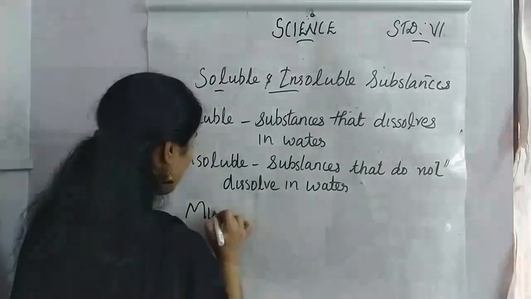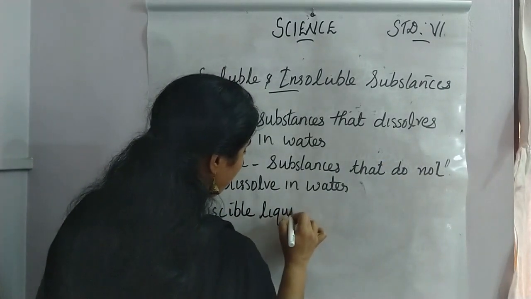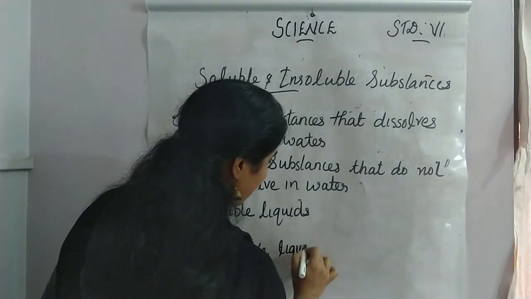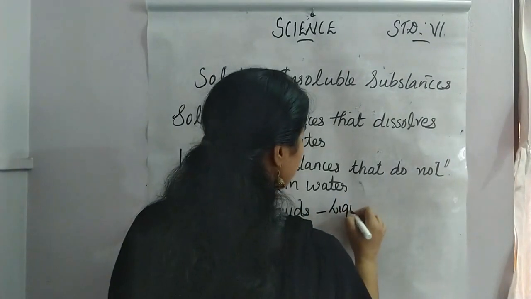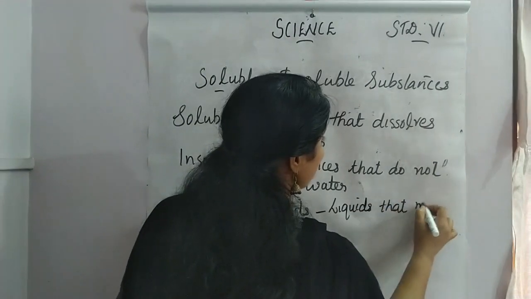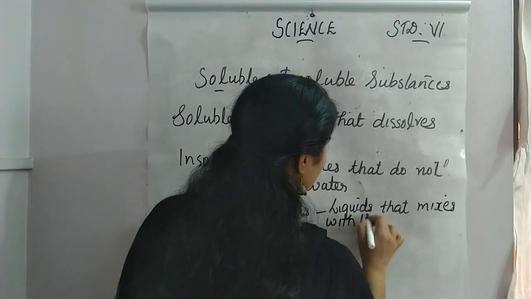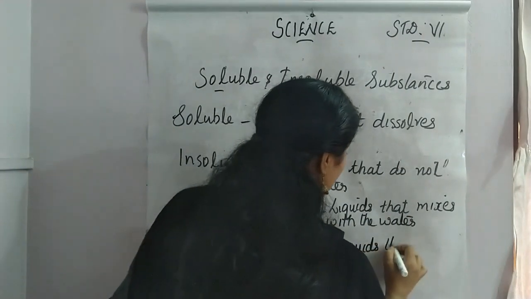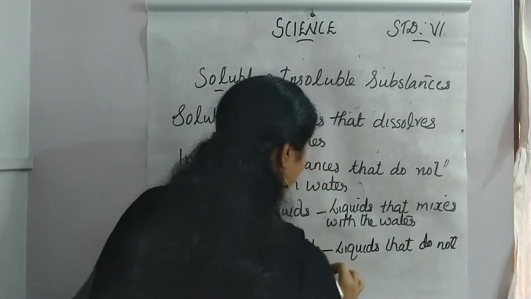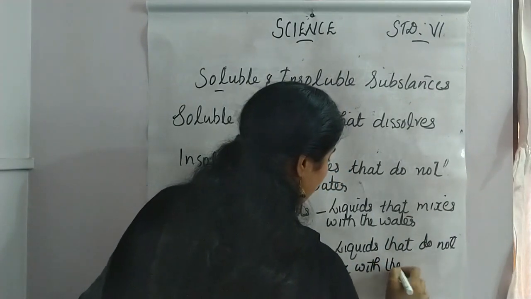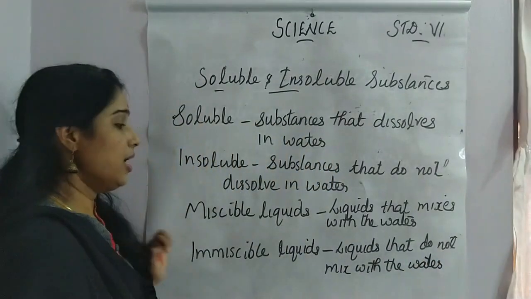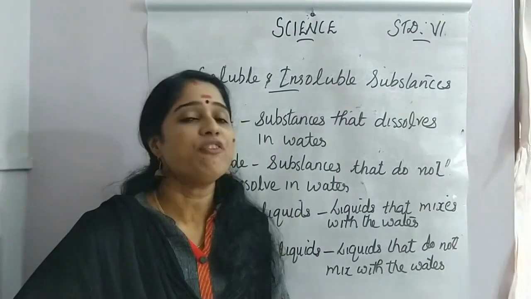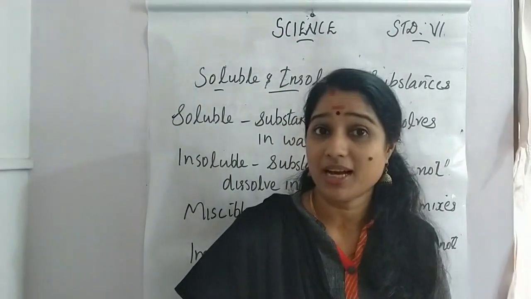And another two: liquids can be classified into two, miscible liquids and immiscible liquids. What is meant by miscible liquids? Liquids that mix with water are known as miscible liquids. Liquids that do not mix with water are known as immiscible liquids. Liquids that mix with water very easily are known as miscible liquids. If the liquid does not mix with the water, it is known as an immiscible liquid.